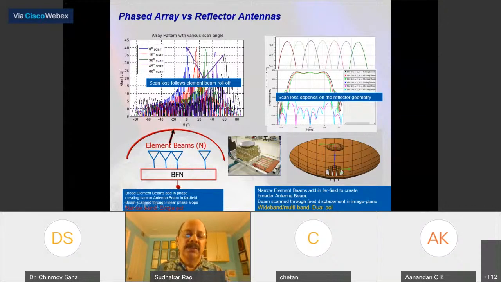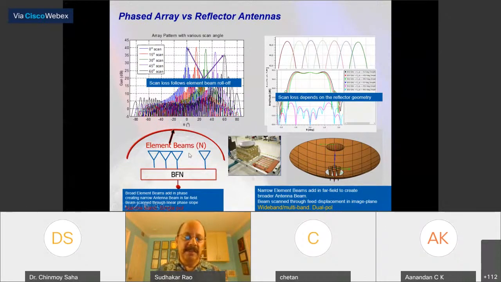Individual elements are broad. When you combine them, it becomes narrow. And then the variation you see is a scan loss. At boresight, you have say 40 dB. When you scan to 60 degrees, you're seeing about 35. So 5 dB is a scan loss there. You can calculate scan loss very easily. That element roll off is basically the scan loss.